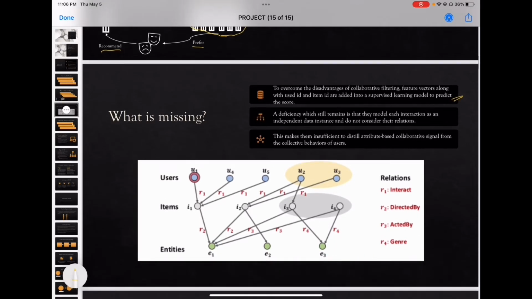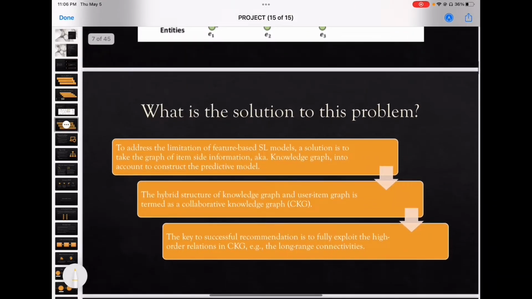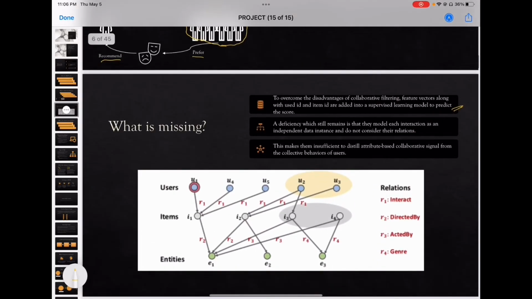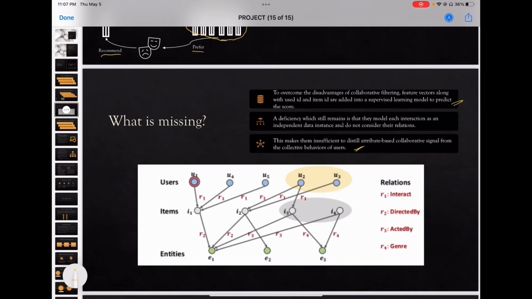Now, although these models have provided strong performance, a deficiency is that they model each interaction as an independent data instance and do not consider their relations. This makes them insufficient to distill attribute-based collaborative signal from the collective behavior of users.